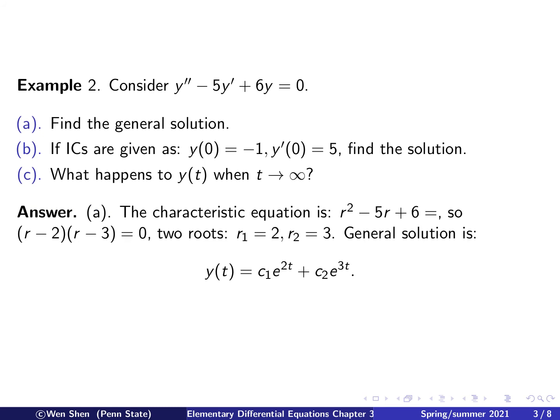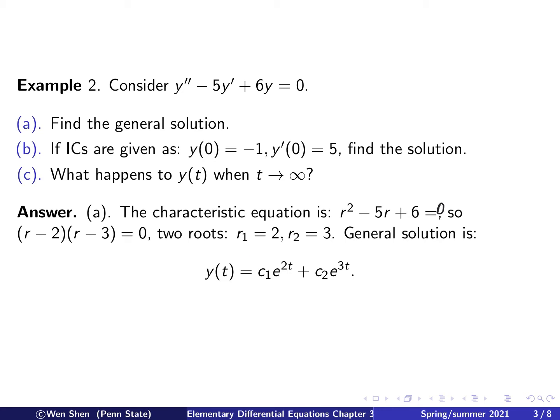Okay, let's do part A. So we know we need to set up the characteristic equation. y'' gives me r squared, y' gives me r, where I have y, I put 1. So I have that equal, sorry, there's a 0. Okay, so that's the characteristic equation, and we can factorize the left-hand side, and it becomes (r - 2)(r - 3) = 0. And therefore we have two real roots. r1 is 2, r2 is 3.